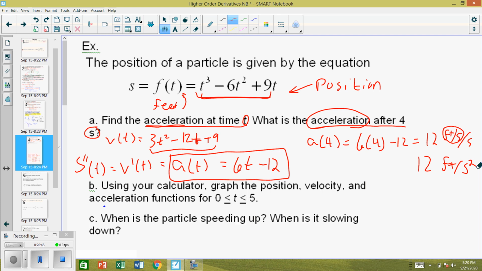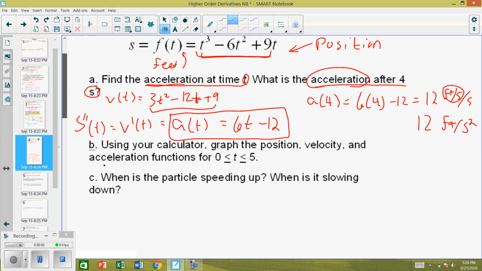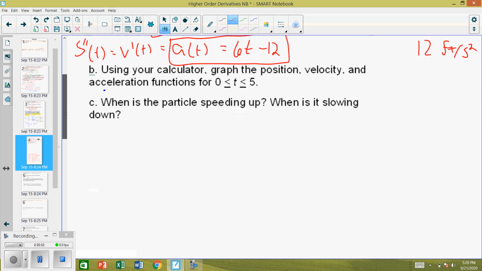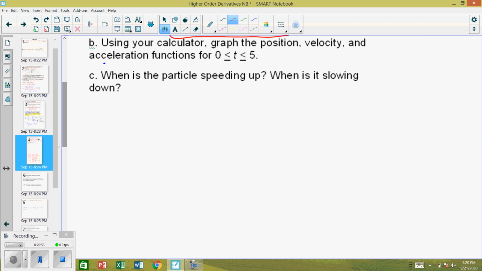All right, now, to help us visualize what's going on here, part B says use your calculator to graph the position, velocity, and acceleration functions for 0 to 5 seconds. So in your graphing calculator, graph all 3 equations that we just came up with: S of t, V of t, and A of t, and plot them on the same graph. We're going to make some connections here that help us with part C.